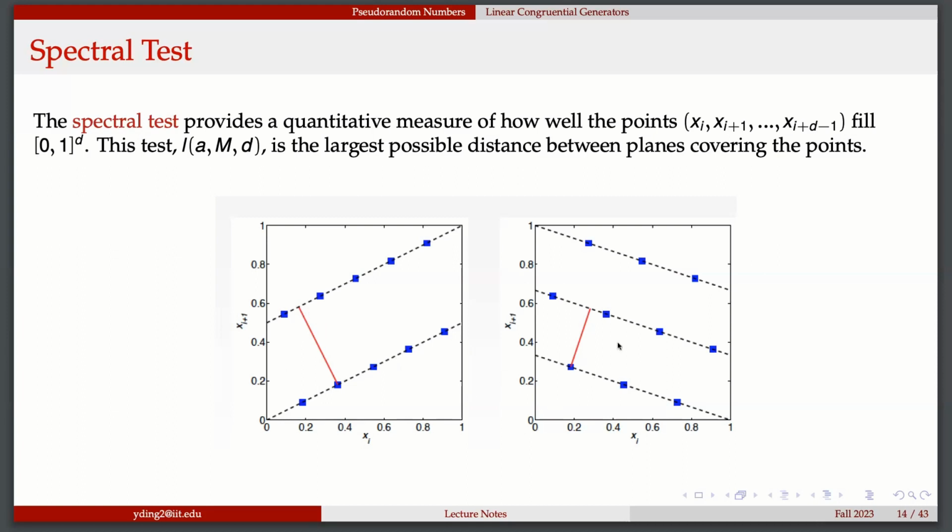Then for the second graph, if we use 3 parallel lines to cover all the points, the distance will be this red line, and of course this one is shorter than that. So if possible, we hope this distance is as small as possible, right? Right now we don't have a lot of points, it's just 11 points, so that's the 10 points we have here. But if we can have more, the distance will become smaller and smaller.